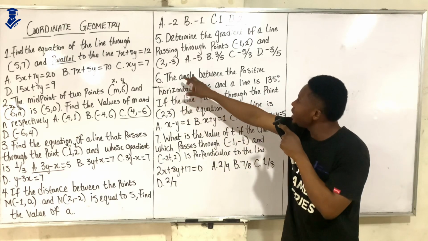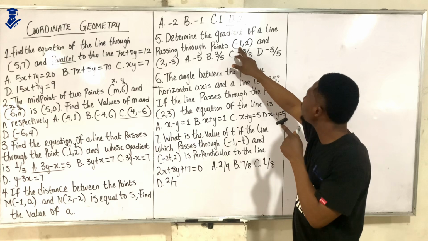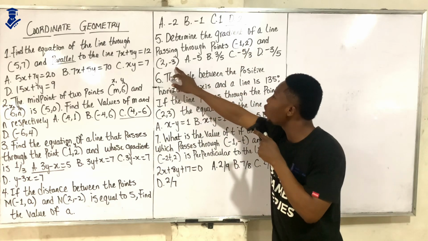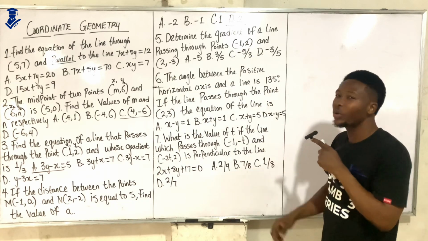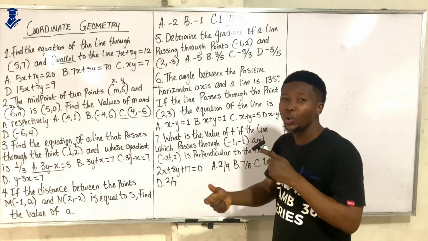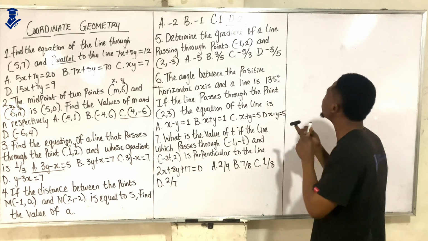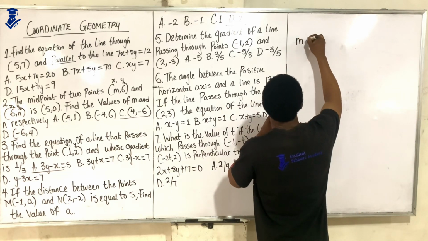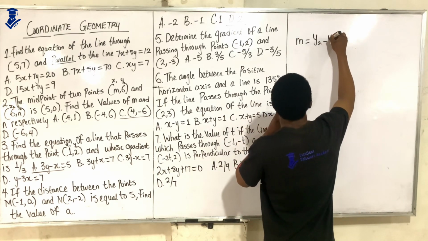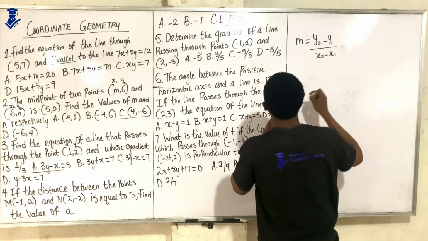Now the next question says, determine the gradient of the line passing through the points minus 1, 2 and 2, minus 3. Determine the gradient of the line. Now, what's the formula for finding the gradient of a line passing through 2 points? Now, the formula for the gradient of a line passing through 2 points, m is equal to y2 minus y1 over x2 minus x1.